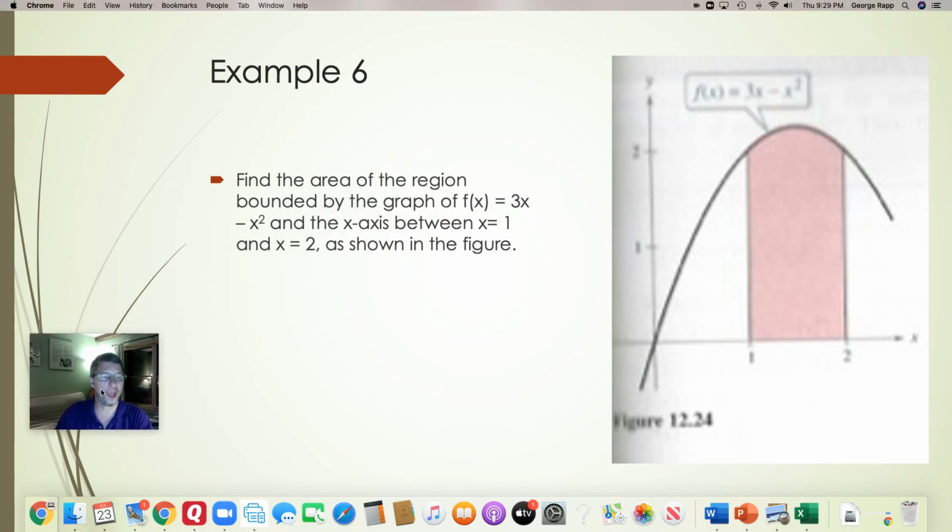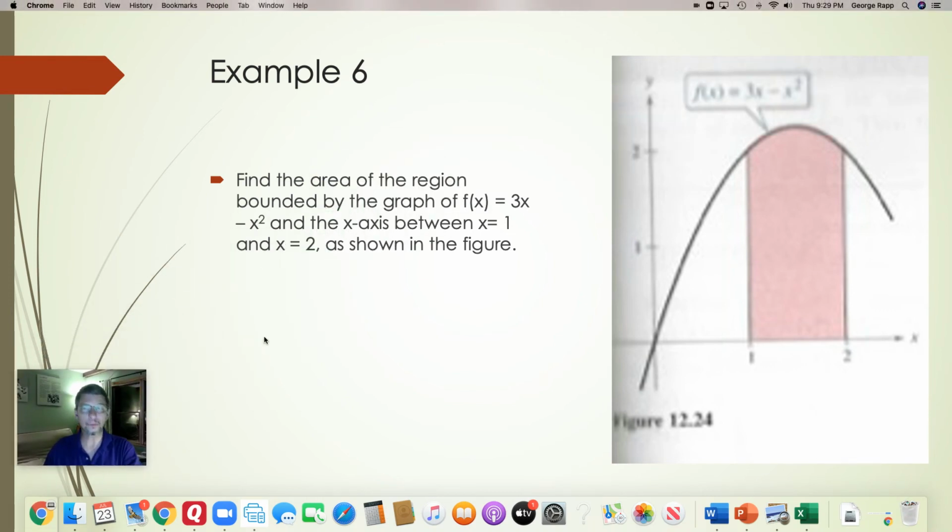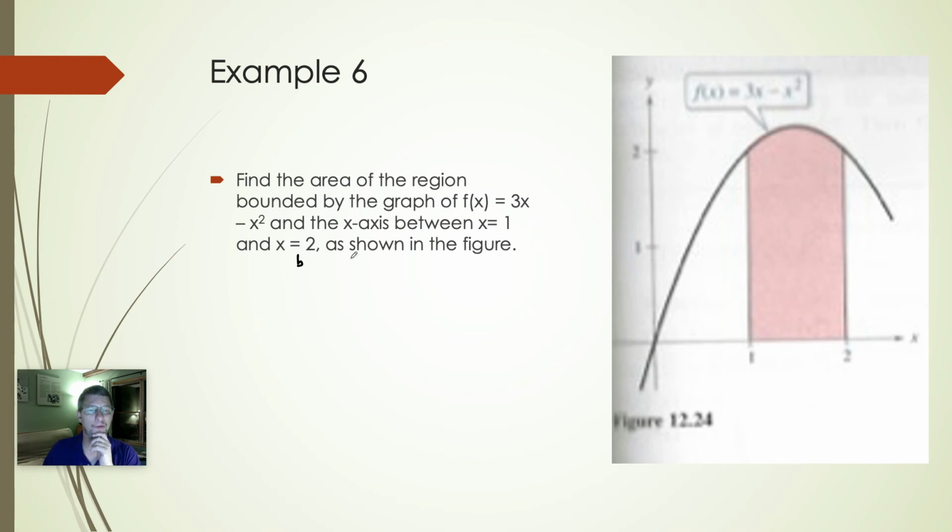Let's have a quick look at example number 6. In this case, and I can barely see that, it's a very blurry photo. But find the area of the region bounded by the graph of f of x equals 3x minus x squared, and the x-axis between x equals 1 and x equals 2, as shown in the figure. So this value is going to be my b value. This value is going to be my a value. Here's f of x.